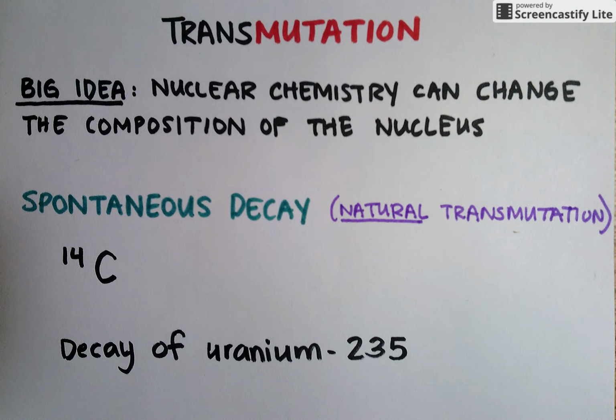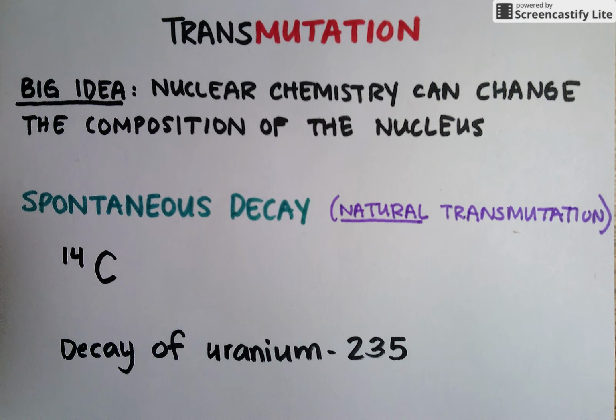And this is only possible if you have an element that is radioactive. That is to say, if you want it to occur naturally. So the very first type of transmutation that we're going to be talking about is spontaneous decay, which we also know as natural transmutation. This is a transmutation or a change in the nucleus that takes place spontaneously. It's going to happen over time, whether we try and fiddle with it or not.